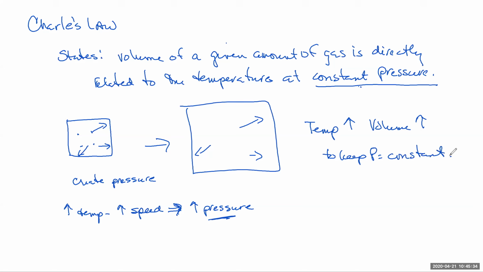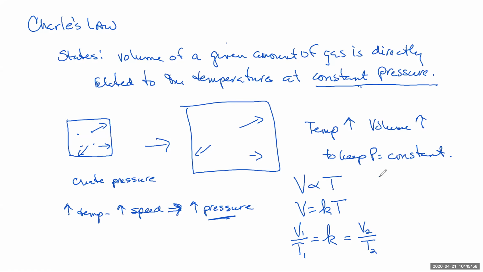So mathematically, this is going to look similar to the last one. It's going to say that volume is proportional to temperature. Volume is equal to some constant times temperature, and then we could go V over T is equal to that constant. And again, you could say volume and temperature at one point is going to be the same as volume and temperature at another point. The ratios must both equal the constant.